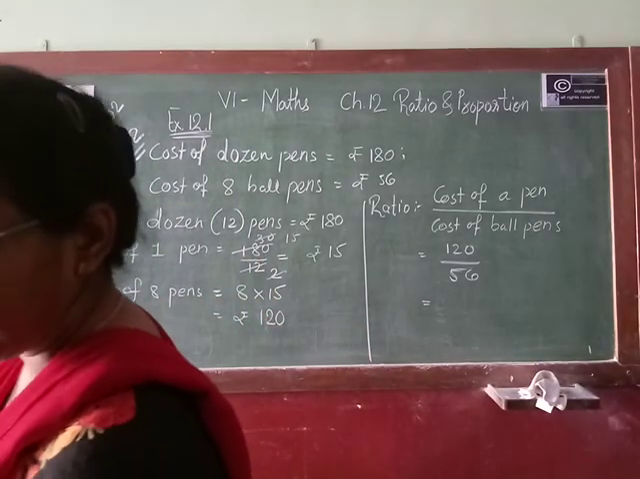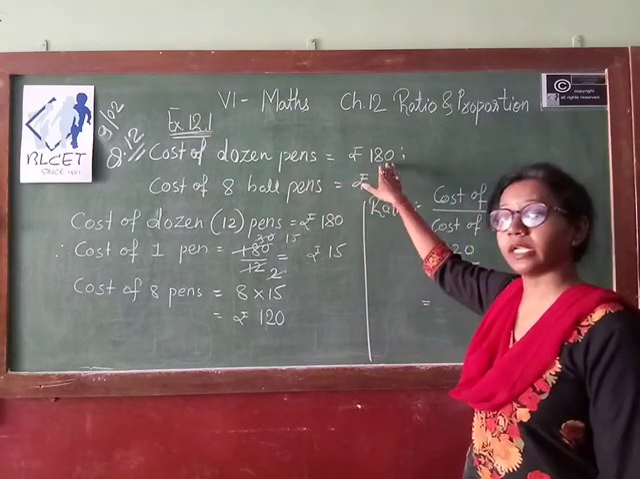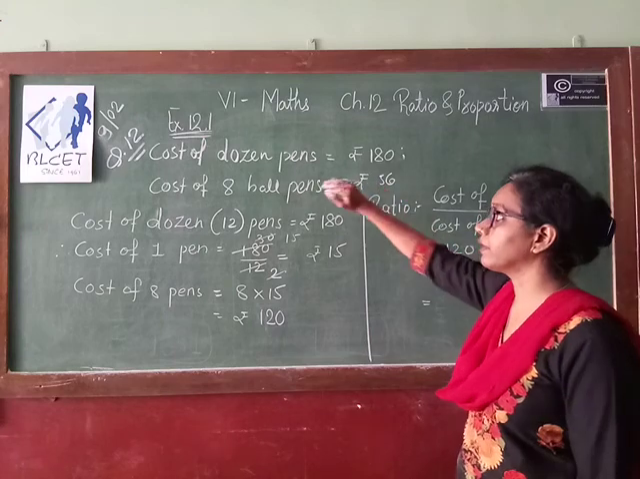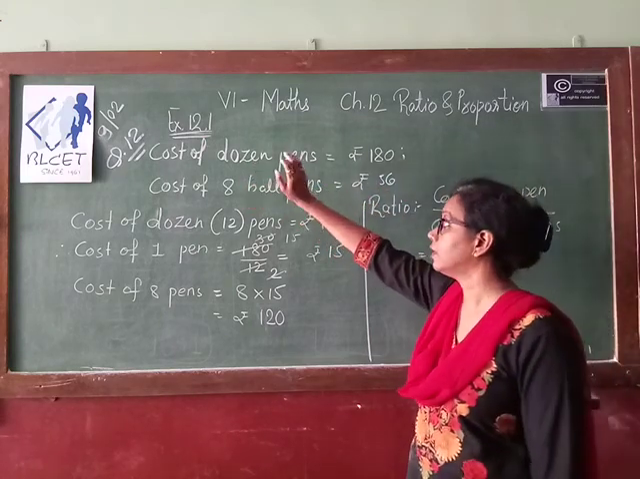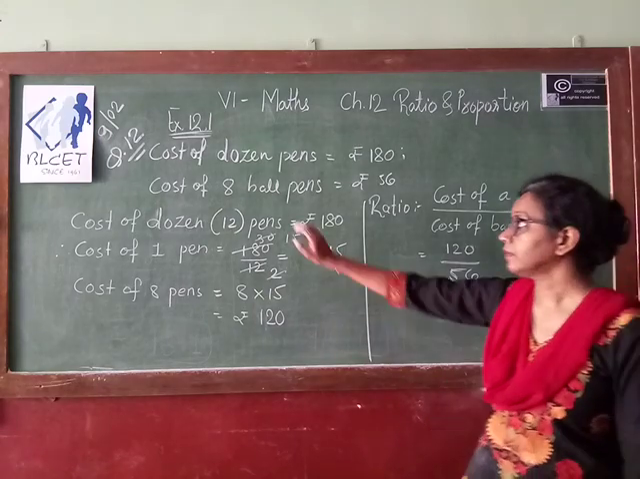So first of all we write the given data. What is given? Cost of a dozen pens is equal to rupees 180 and cost of 8 ball pens is equal to rupees 56. So here we want to find the ratio of cost of pens divided by cost of ball pens. So what is the question?